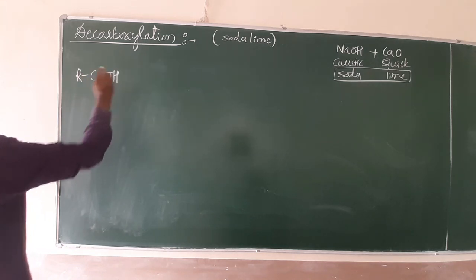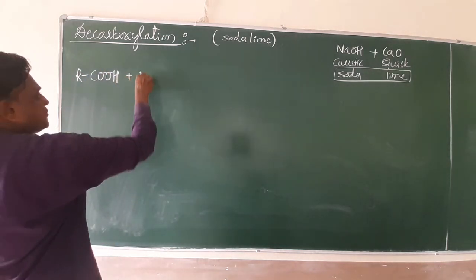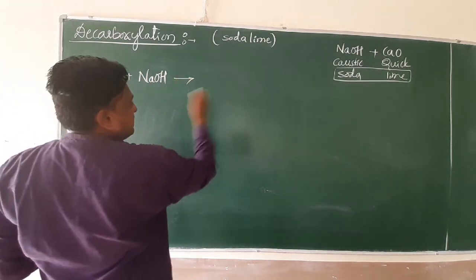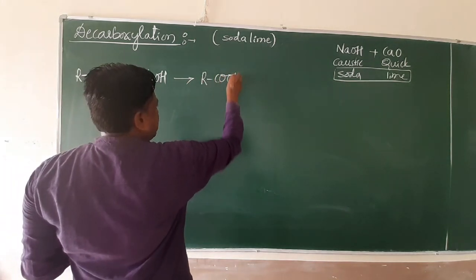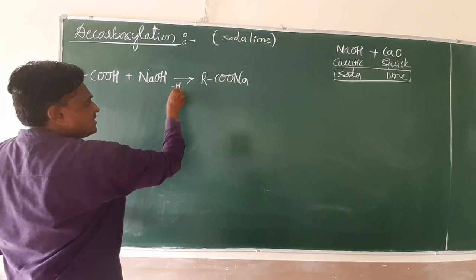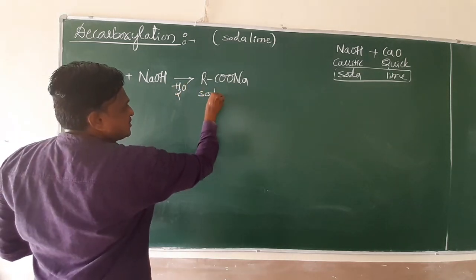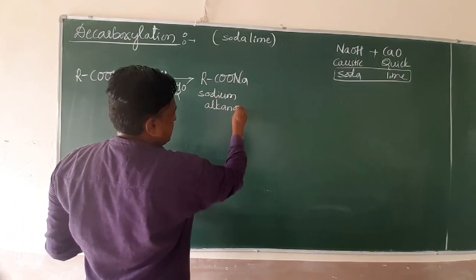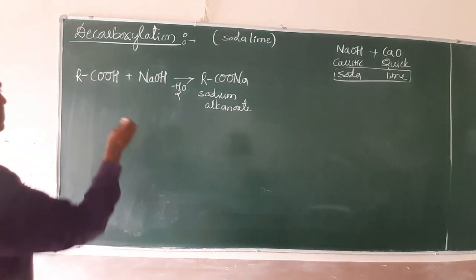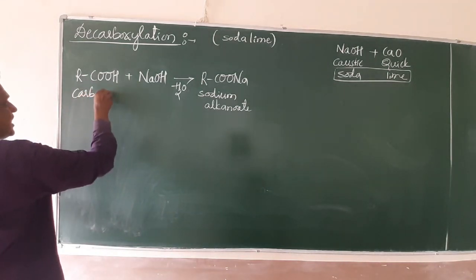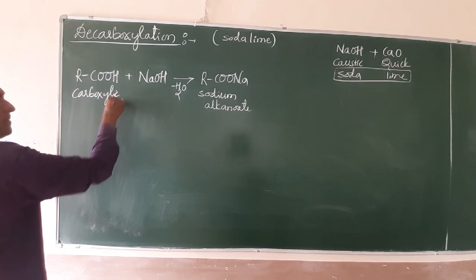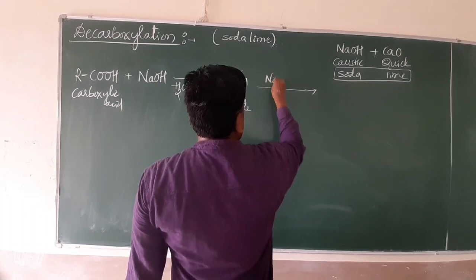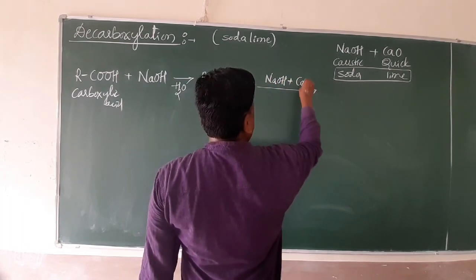When carboxylic acid is fused with NaOH, first you have to fuse with NaOH to form a salt, RCOONa, with the loss of water. This is sodium alkanoate, the sodium salt of the carboxylic acid. This is your carboxylic acid, and then this sodium alkanoate reacts with your soda lime, friends.